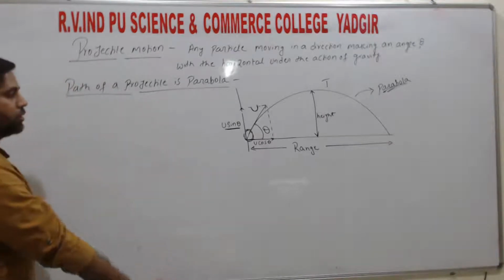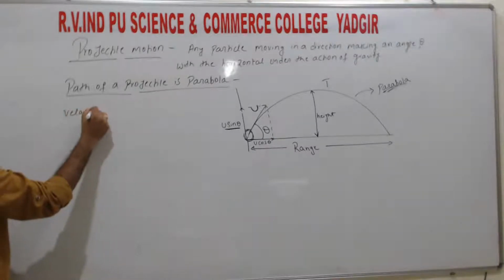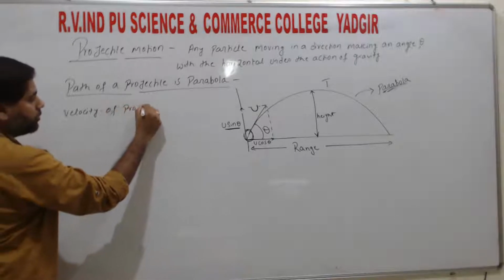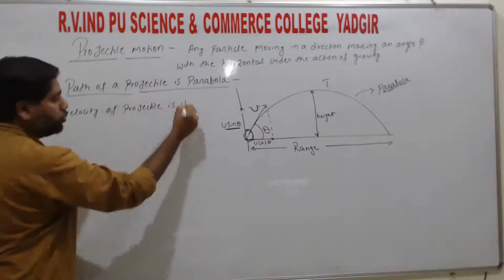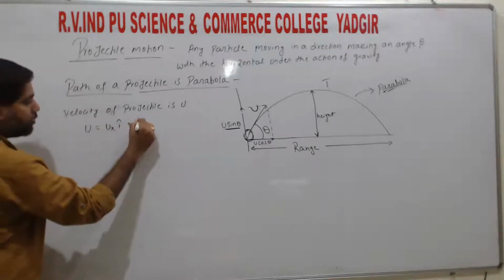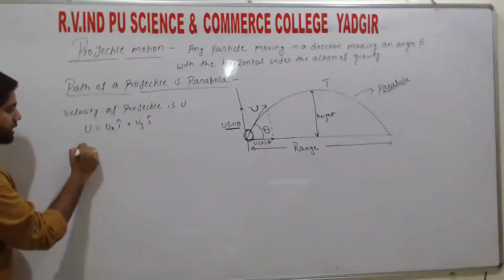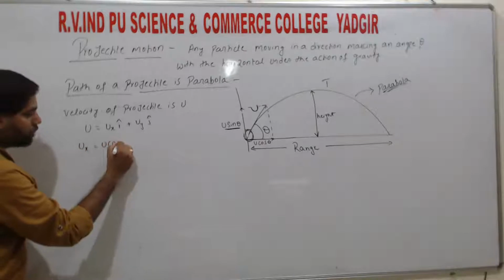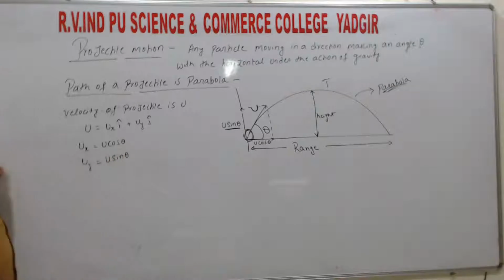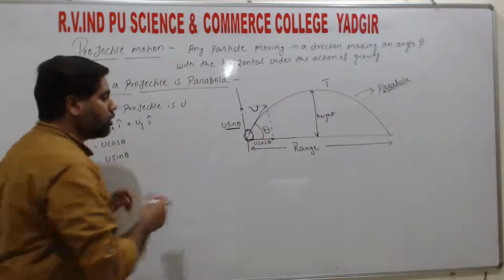So initially we took the velocity of the projectile u, right? So this can be written as u equals ux i cap plus uy j cap. The horizontal velocity we take as ux equals u cos theta and uy equals u sin theta. For our reference, the position of the particle starts from the origin, right?